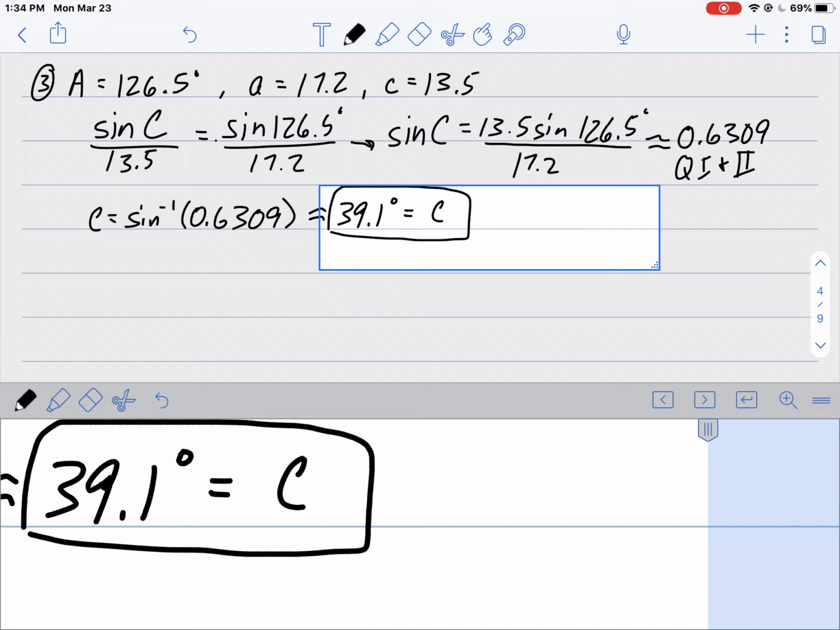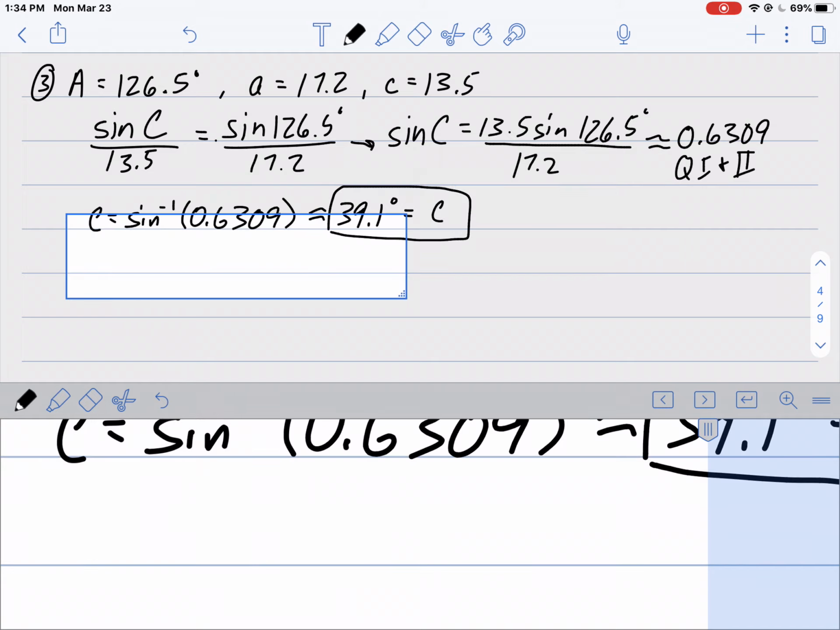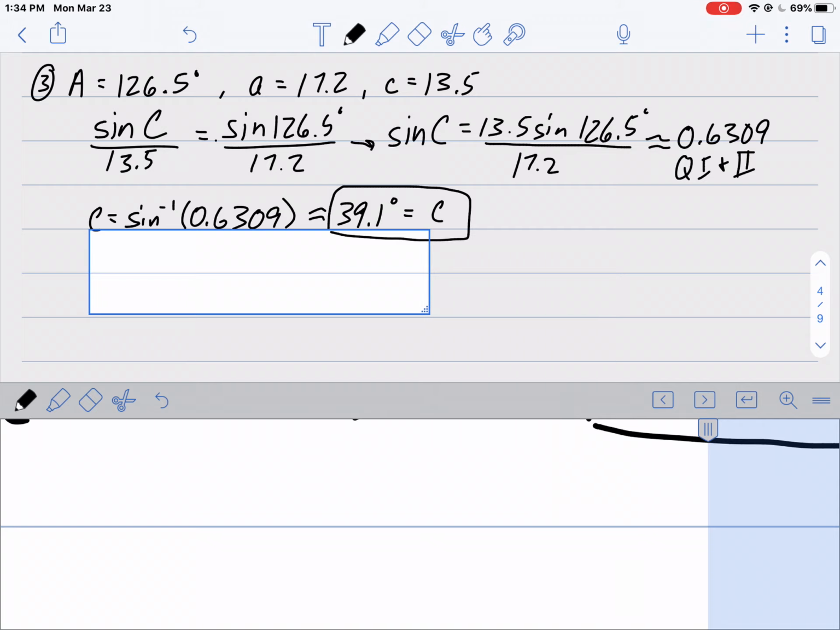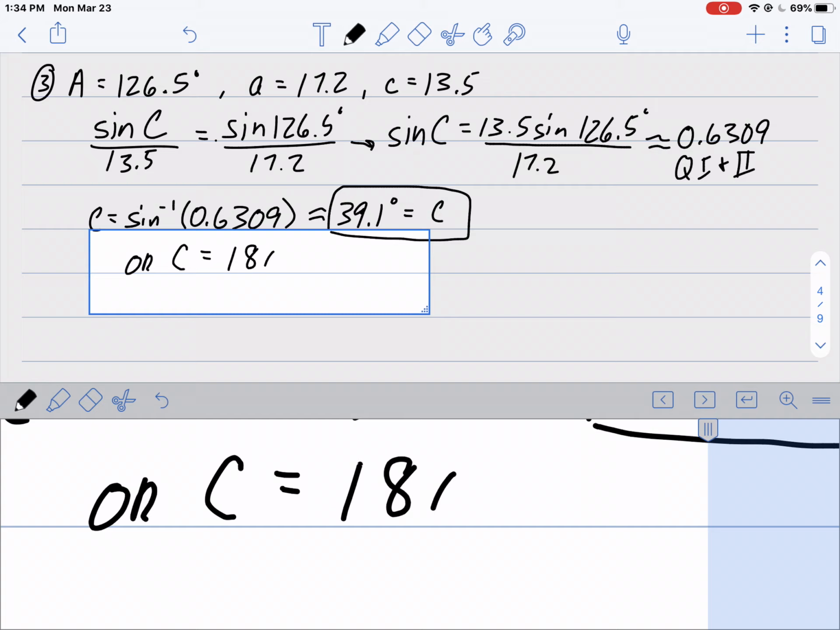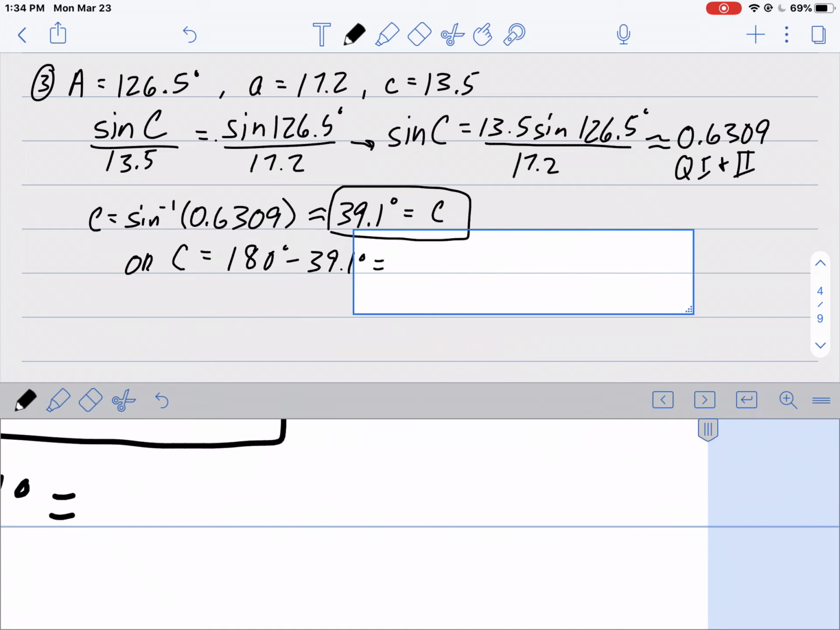Now, we said there could possibly be a second angle, right? Because there is a quadrant 2 angle as well. So let's say, or, put it right here. C technically could equal 180 minus that 39.1. But 180 minus 39.1 leaves me with 140.9. Okay.